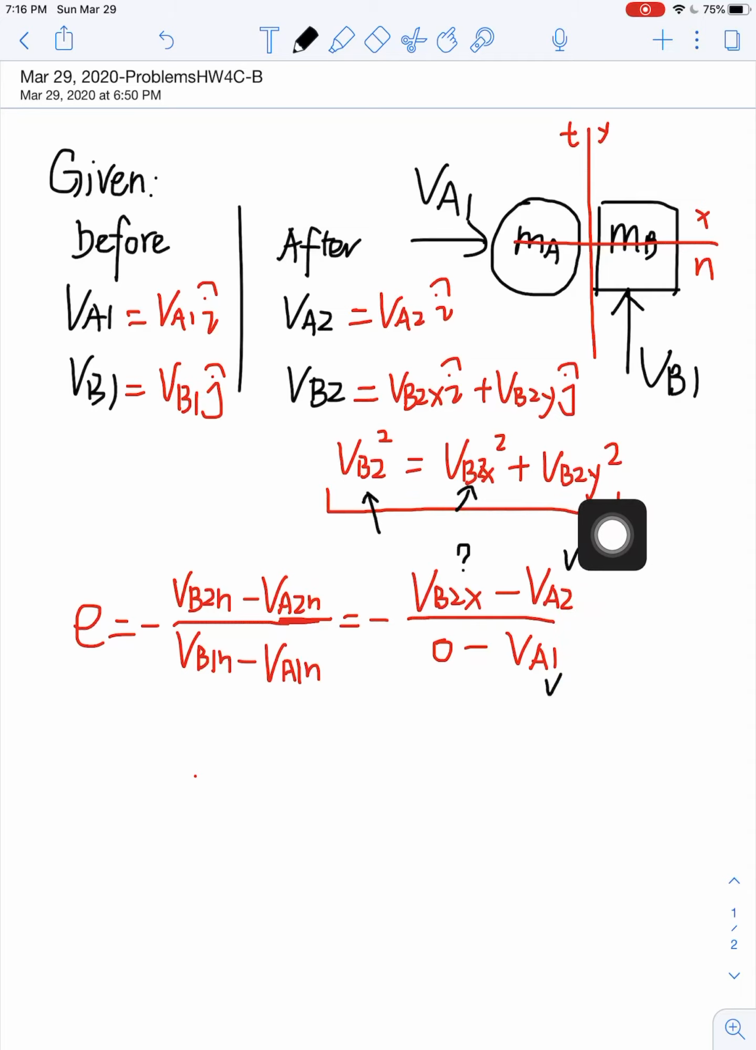You can start from here, and I will give you a hint on how to solve for VB2y. You can apply the conservation of momentum in the y direction, which is this t direction, for the system A and B, to solve for VB2y.